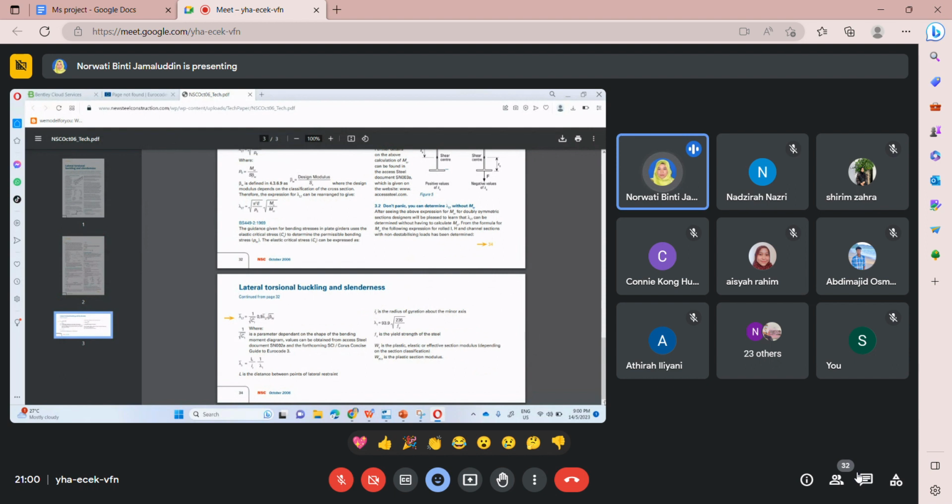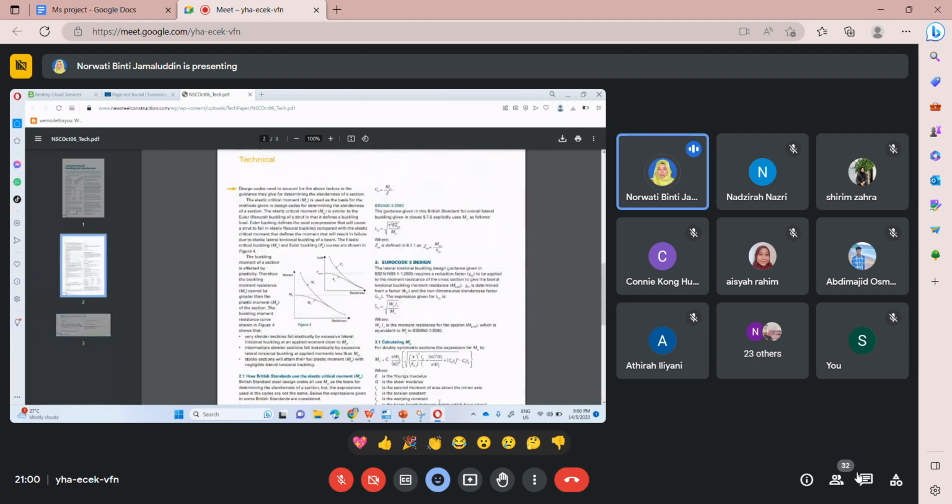Okay, and then don't panic, you can determine lambda LT without MCR using this equation. It allows you to use this equation, so without hassle, you can opt for this approach.